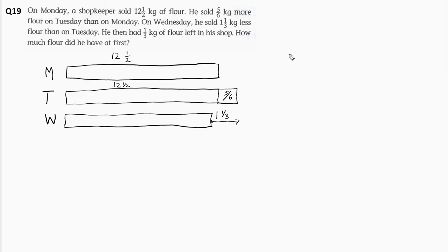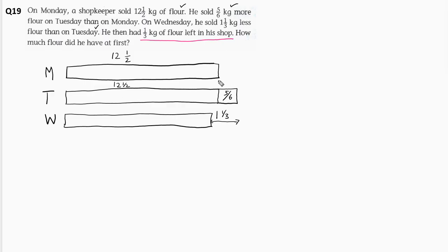Okay, where are we now? What are we supposed to find out? Oh, and the other thing that we haven't dealt with yet. So let's just check off what we've dealt with. We've dealt with that, and we've dealt with that, and we've dealt with this part. I'm just going through and trying to be systematic and make sure I've captured all of the information. We've then got this bit. He had 1/3 of a kilo of flour left in his shop. That's really important for us to note. We could write it in here somewhere. We could even put, left 1/3 or something like that.